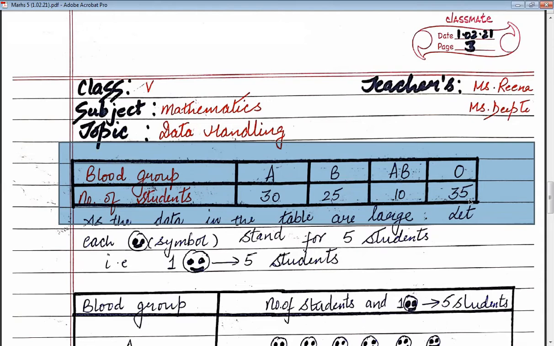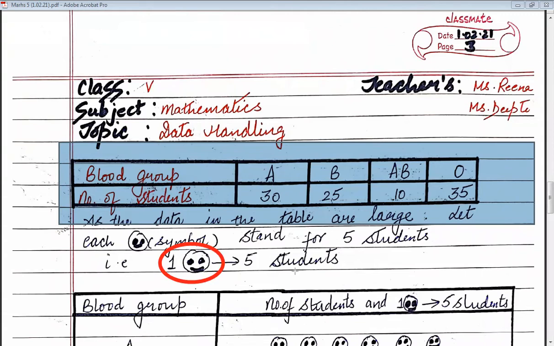So now children, this data is quite large. We can't make 30 things, we can't make 25 things. Okay, so now let's take a key here. Let's make a key here. So now you can take any symbol, whatever symbol you want. Now in this, I have taken a symbol as a face. Okay, so now let's represent one face is equal to 5 students.